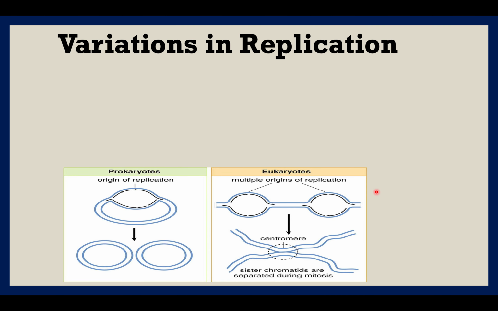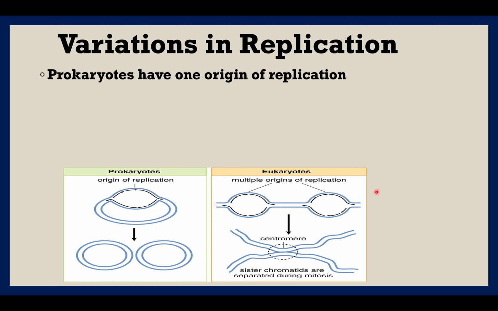Now, there are variations in replication. As we know in science, there's always a variation of the process, right? So first, let's look at the differences between prokaryotes and eukaryotes. In prokaryotes, there is only one origin of replication. An origin of replication just means where replication began in the first place. Prokaryotes are known to have one single circular chromosome. It is a loop of DNA, as you can see here. And because it is a loop, only one origin of replication is seen.